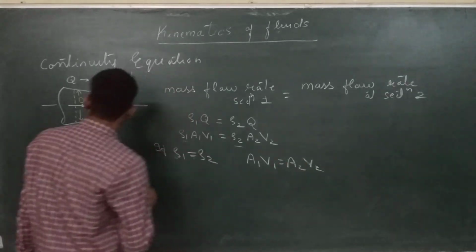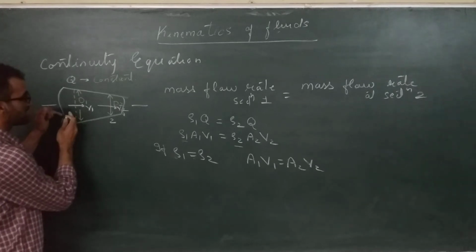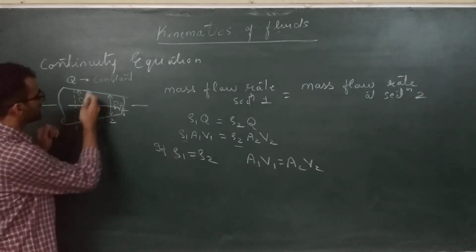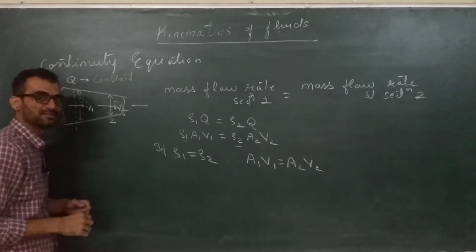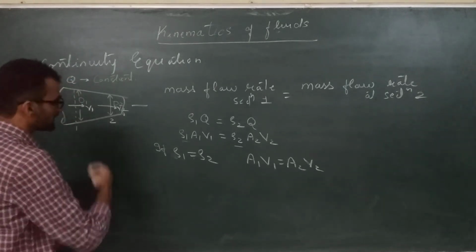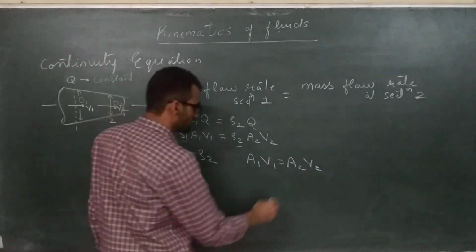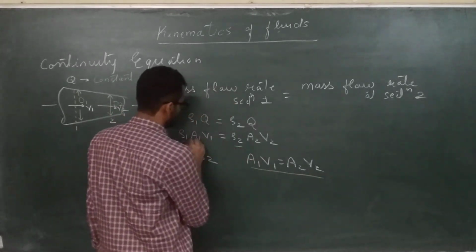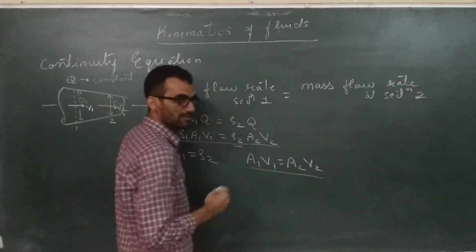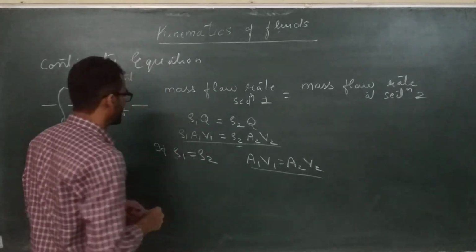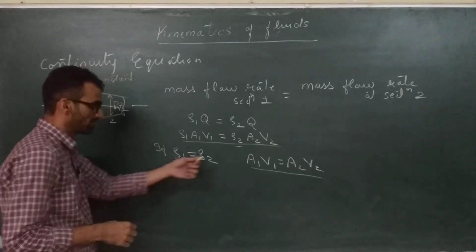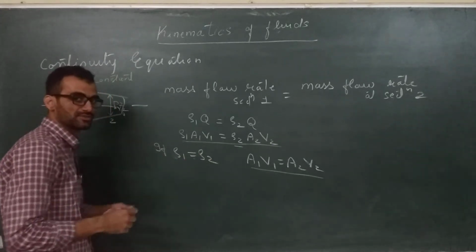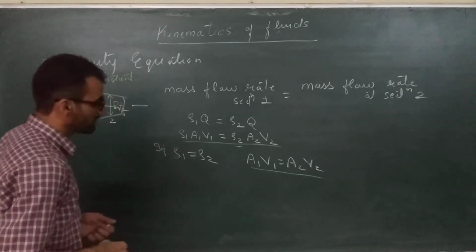Whenever the flow is taking place from larger area to smaller area, if the discharge is constant, then the velocity has to increase to maintain the mass flow rate. So that is your continuity equation. We can use this equation whenever we need to find V1 and V2, or let us say area or velocity. So this is how we can apply the continuity equation.